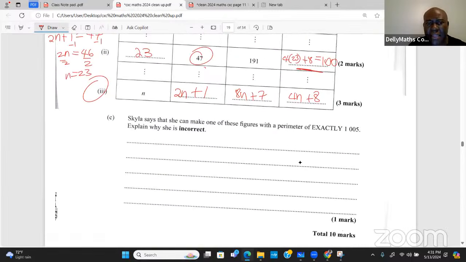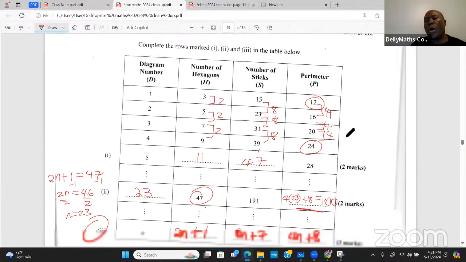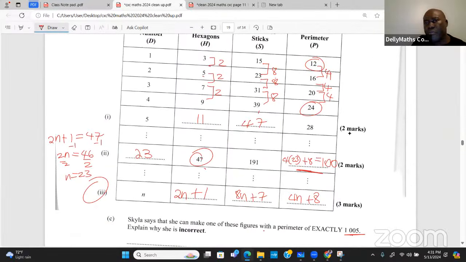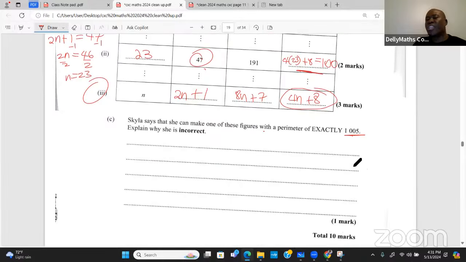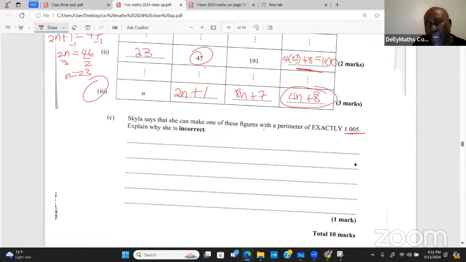It says, Kyla says that she can make one of the figures with a perimeter of exactly 1005. So you're going to go under the perimeter column. See the perimeter here? So for the perimeter column, we're working with 4n plus 8. That means she's suggesting that 4n plus 8 should equal 1005. If she's correct, I should get a positive integer for n.